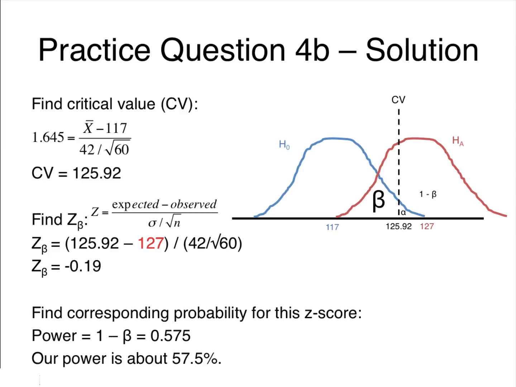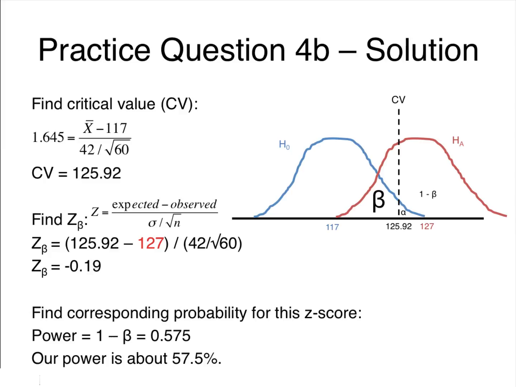Our critical value stays the same. Our observed score is now 127, calculated by adding our effect size of 10 to our population mean of 117. And we can see that our red curve, where the alternative hypothesis is true, has shifted to the right, and our observed score is now further away from the hypothesized mean of 117 than our critical value of 125.92. So in this case, we know that our power is going to be greater than 50% just by looking at the area under the curve. So we proceed to subtract our observed score of 127 from our critical value of 125.92, and we divide by our standard error, and this gives us a Z beta of negative 0.19.